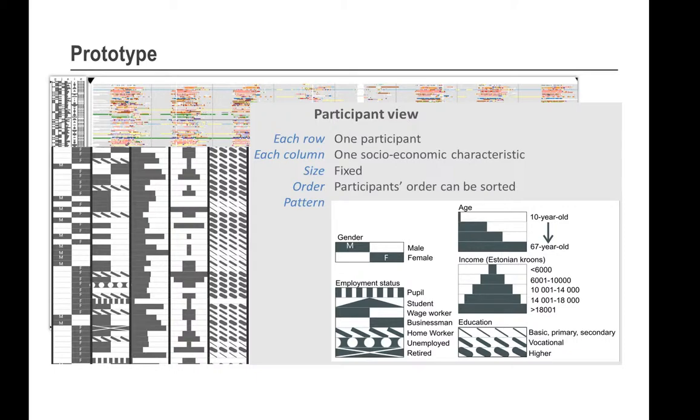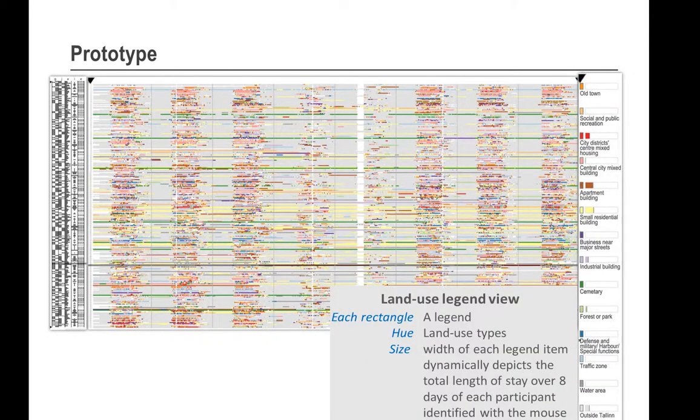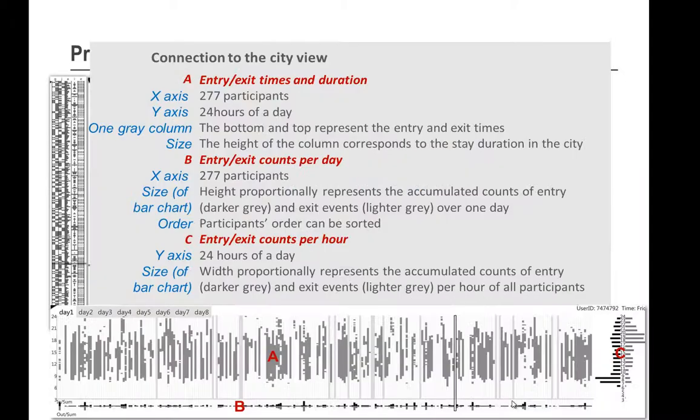Its row corresponds to the appropriate rows of the sequence view. We applied patterns of symbols to represent gender, employment status, age, income, and education. Thirdly, we designed a dynamic legend view by using the width of a legend bar to represent the total stay durations of 8 days of the selected urban residents.